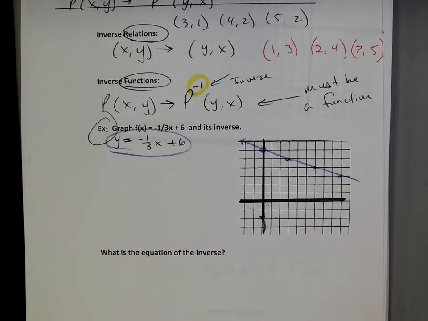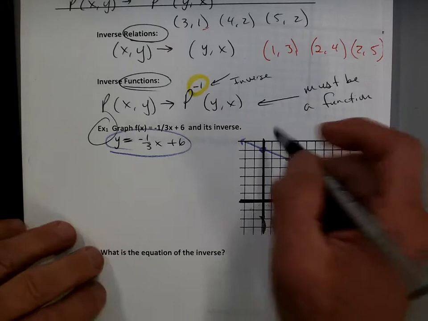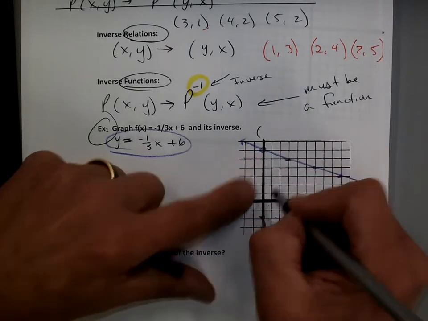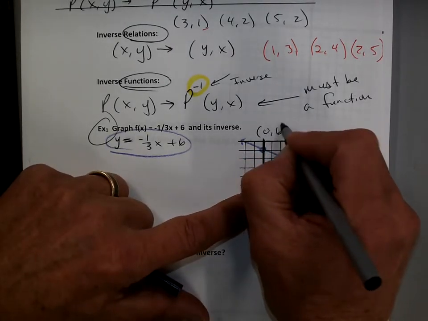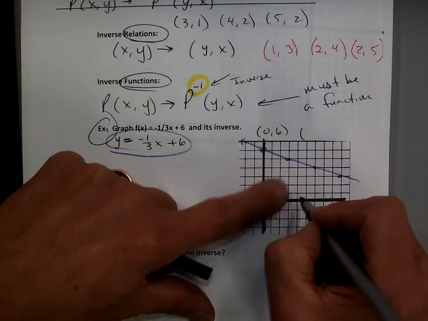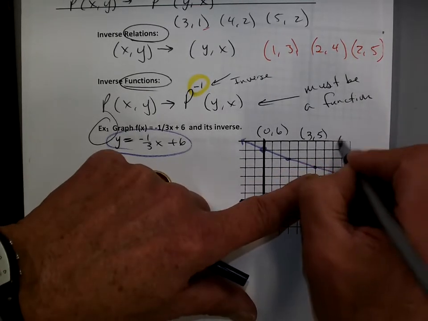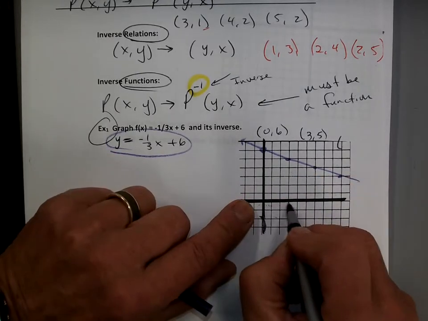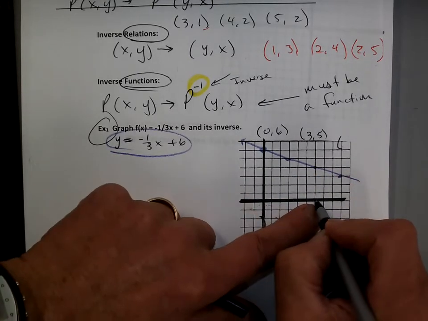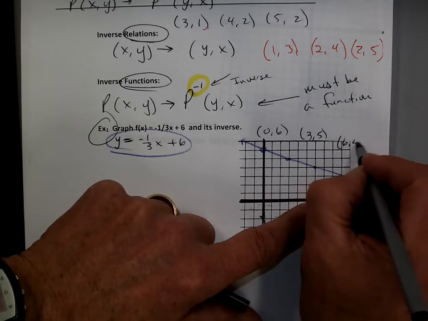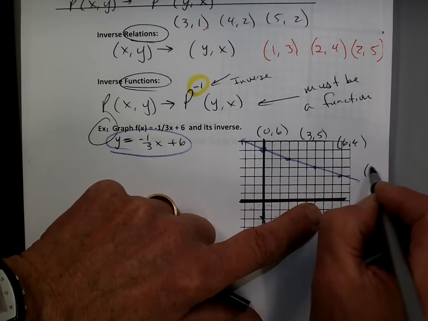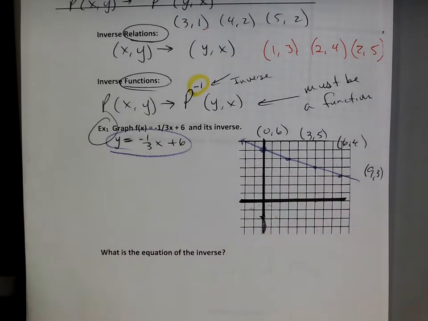Now, to do its inverse, one way to do it is to take all of these points. That's the point 0, 6. That's the point 3, 5. That's the point 6, 4. And that's the point 9, 3. So to graph its inverse, I could just switch these points around.